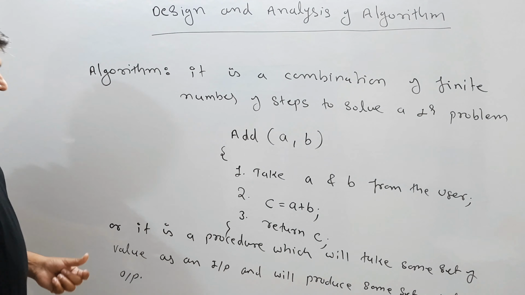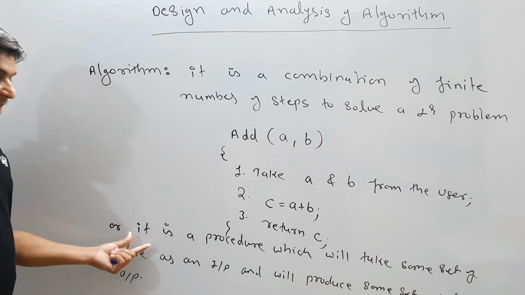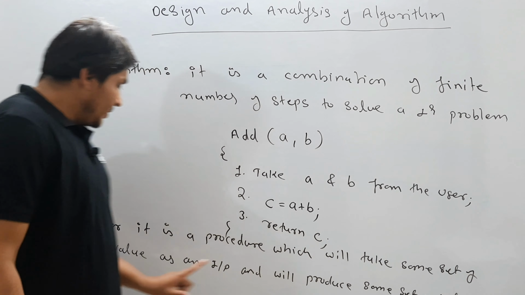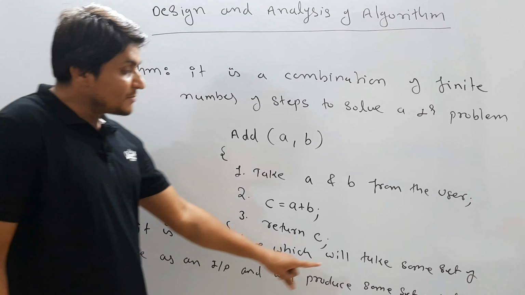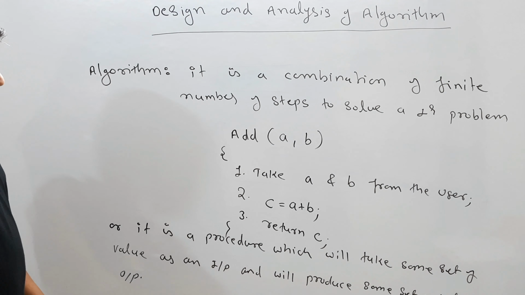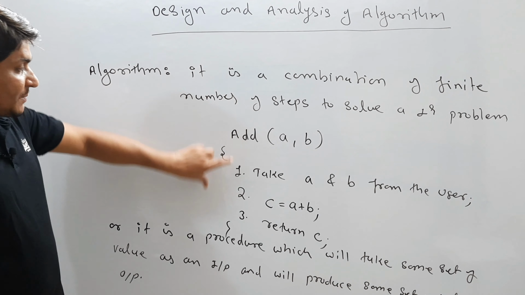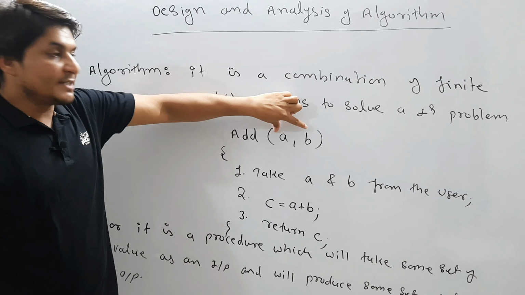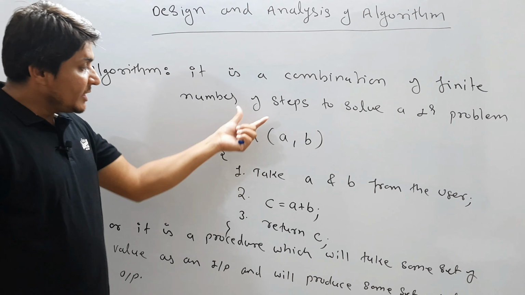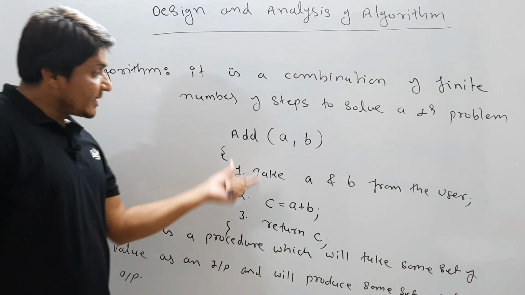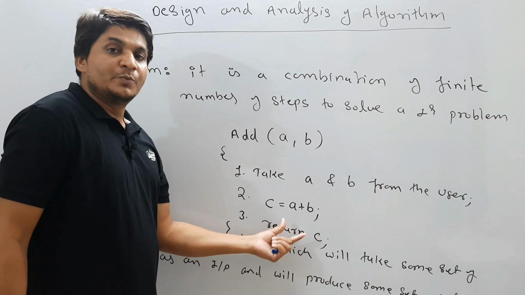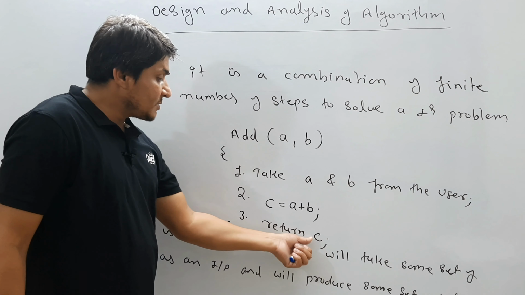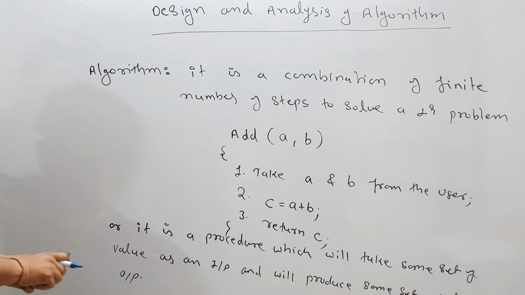Now if you try to relate this algorithm with the second definition, it says it is a procedure which will take some set of values as an input and will produce some set of values as an output. What is the meaning? This algorithm is a procedure and it is taking some set of values as an input, so A and B. Now what is this algorithm producing? Some set of values in the form of output, so it is producing C. That is the result. So this is the algorithm.